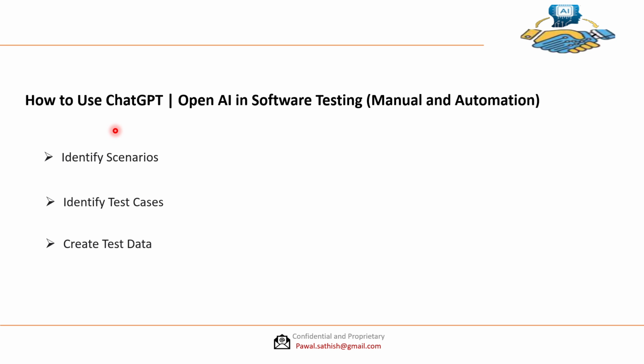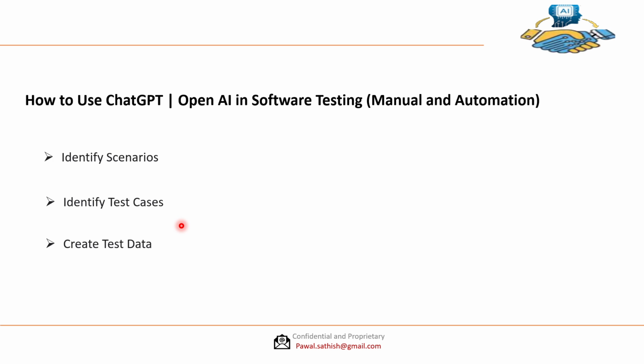We need to understand the requirements, and depending on the requirements or the acceptance criteria, we need to identify the scenarios. Once scenarios are identified, further we need to design the test cases. And while developing test cases, we need to provide valid or invalid test data. So today's session we'll see how ChatGPT will be helpful to identify the scenarios, to identify the test cases and to create test data.